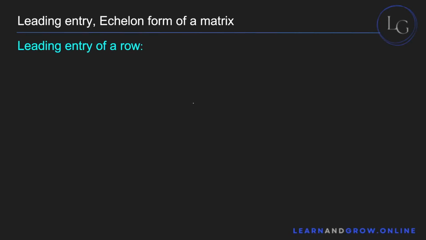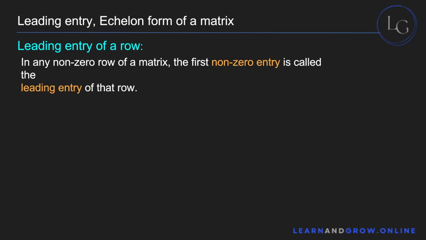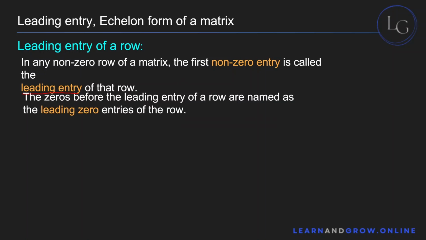Now, let's discuss what the leading entry of a row is. In any non-zero row of a matrix, the first non-zero entry is called the leading entry of that row. So, what this basically means is that the zeros before the leading entry of that row are named as the leading zero entries of that row. So if you have, for example, let's say a matrix here, say this matrix here. Now, this is a non-zero row.